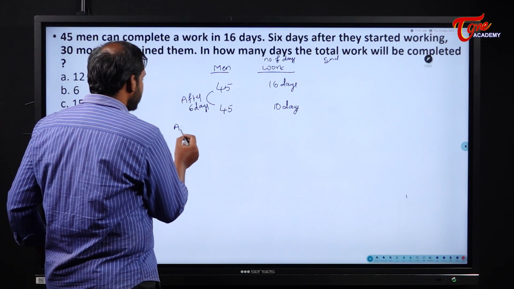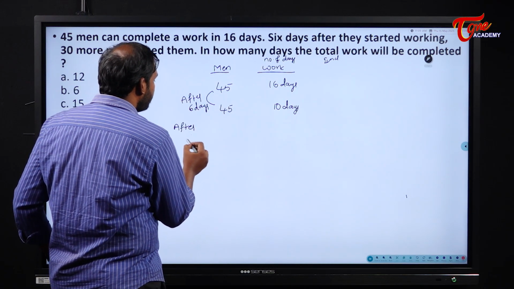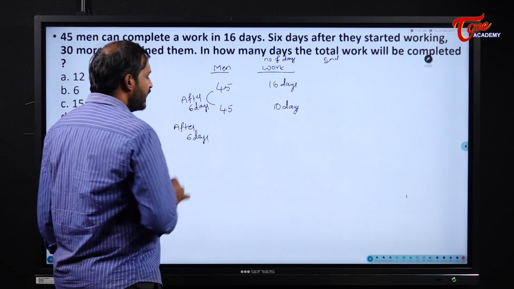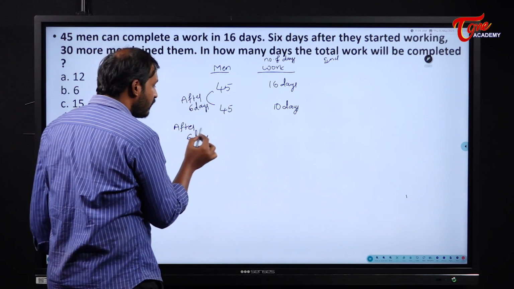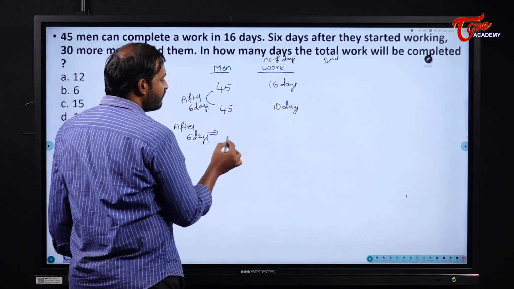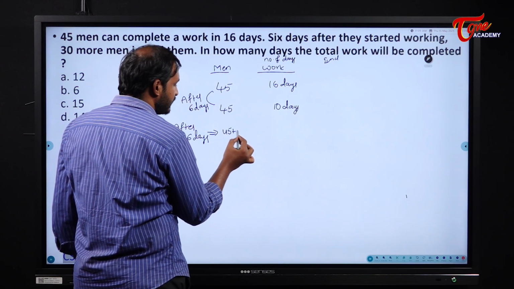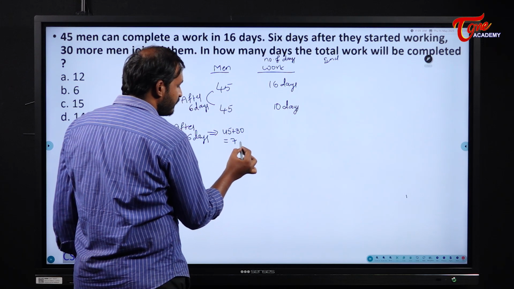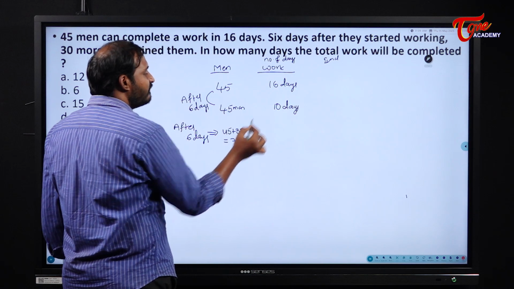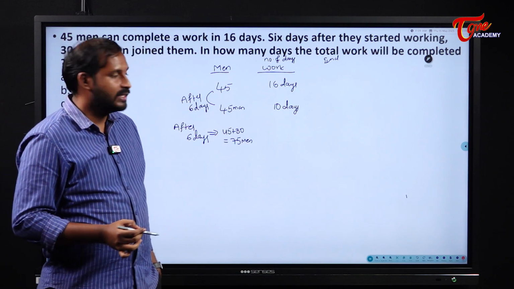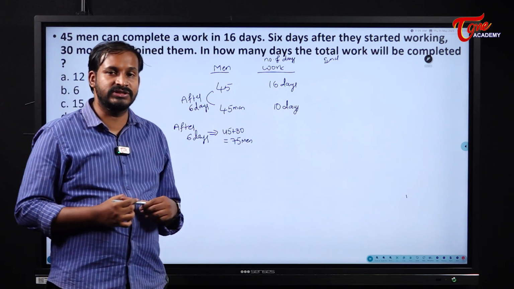After 6 days, what is happening with the number of men? It is increased by 30. 30 more men joined, right? So now after 6 days, the number of men will become 45 plus 30, which is 75 men. So if there are only 45 men, the work will be finished in 10 more days. But now the number of men was changed to 75 men.